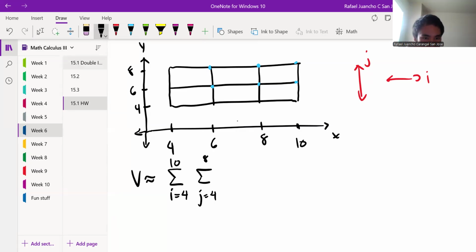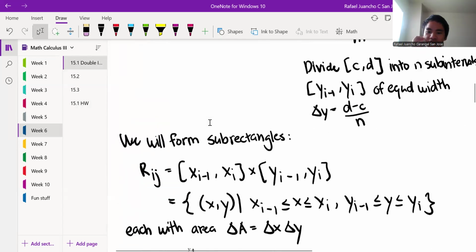Okay. And then I have my points here. So my F of X_I, Y_J. Okay, I hope I'm actually getting it. Because here I'm going to move all the way here, delta A. Moving all the way here, and then I get something.